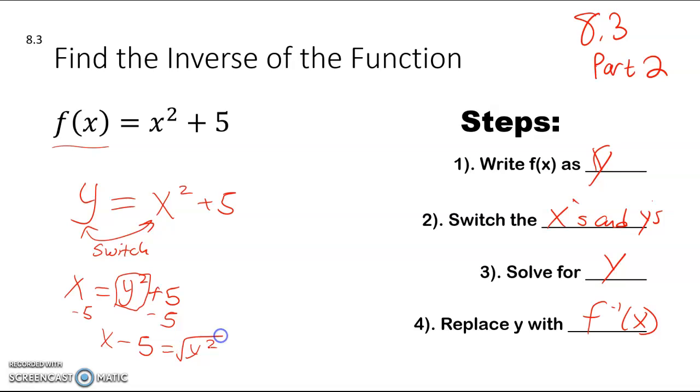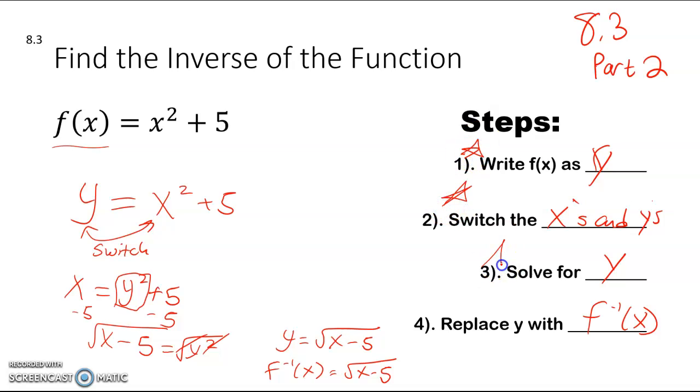Well, anytime you have a square, take the square root. That gets rid of it. Take the square root of x minus 5, and you're left with y equal to the square root of x minus 5. You can't really change that at all. And the last thing, replace that y with f negative 1 of x, and you've got your inverse function, the square root of x minus 5. So again, the biggest idea: writing as y's, switching the x's and y's, and then solving for y. That's going to be the main theme of this video.